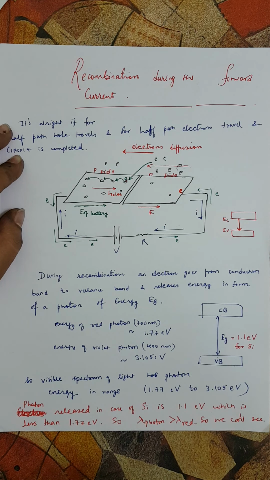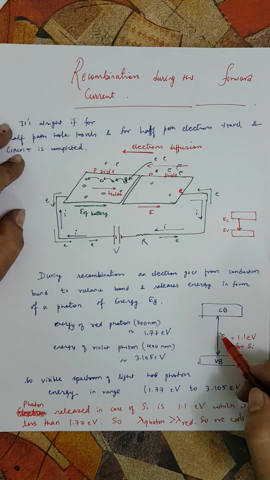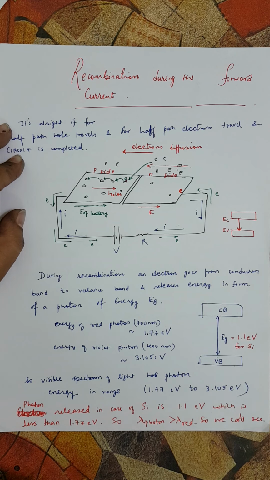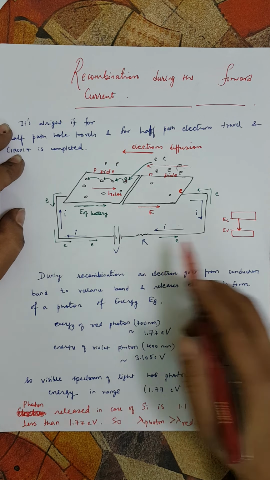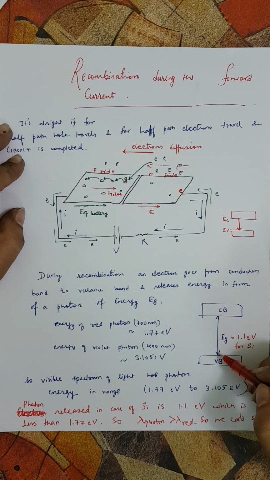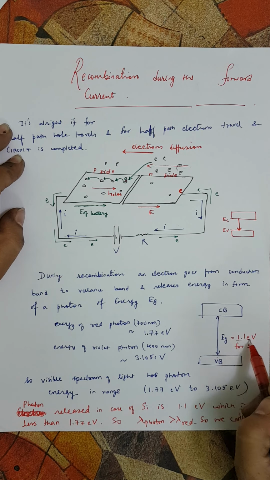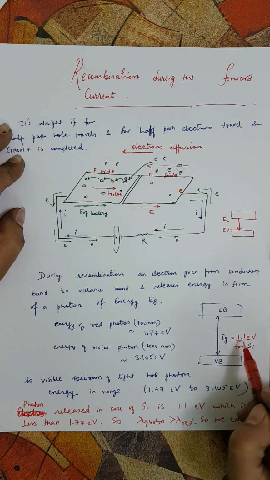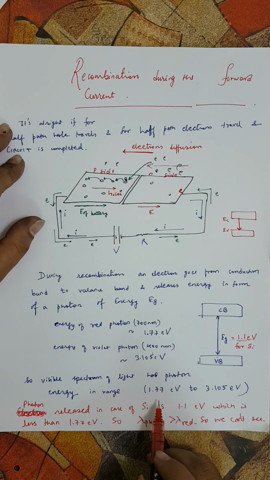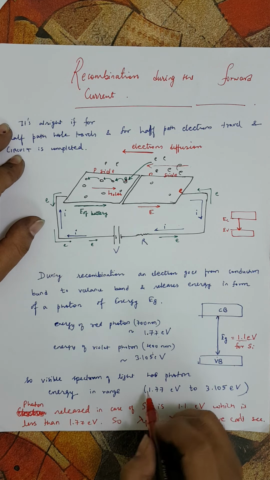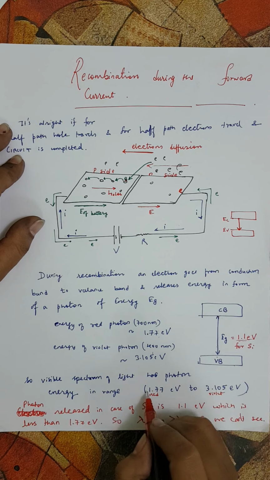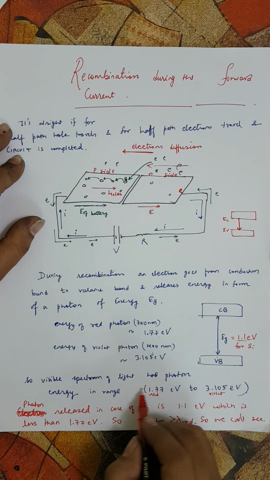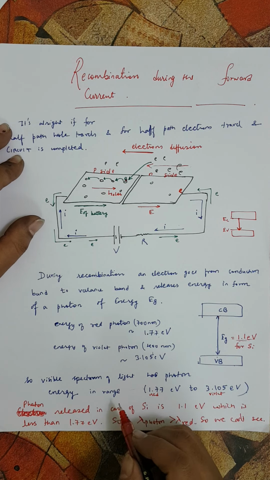happen. Thousands and thousands of recombinations will happen per unit time, and so thousands and thousands of photons will be emitted. But there is a problem here: the photons being emitted in silicon will have an energy of around 1.1 electron volt only. So this 1.1 photon energy doesn't come in the range of 1.77 electron volt, which is for the red, to 3.105, which is for the violet. And so this 1.1 will come beyond the red. It means in the infrared region, isn't it?